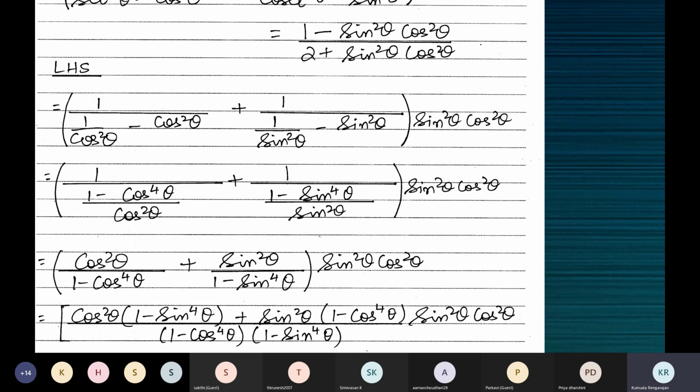Next row step. All right. So common denominator, and children, this will be cos square theta into 1 minus sin theta to the power 4 plus sin square theta into 1 minus cos theta to the power 4, divided by this into this. Correct? Yes, ma'am. Yes, ma'am.